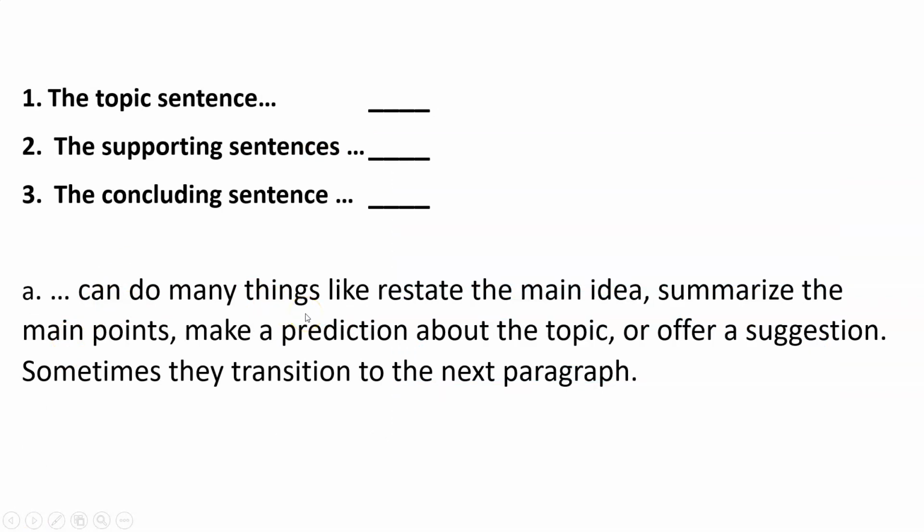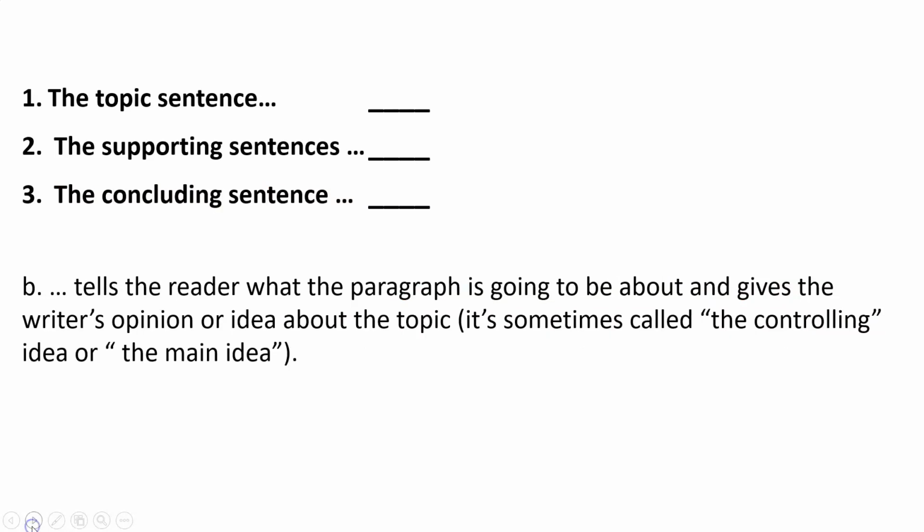It says, this type of sentence can do many things, like restate the main idea, summarize the main points, make a prediction about the topic, or offer a suggestion. Sometimes they transition to the next paragraph. Hopefully you said this was the concluding sentence. Okay, it restates or summarizes, makes a prediction or a suggestion.